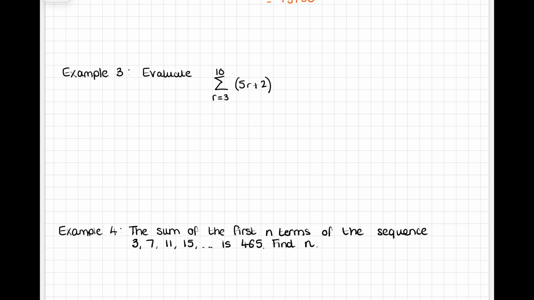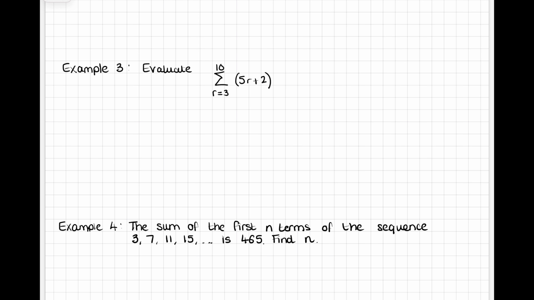We'll do it by hand, but then we will also do it on the calculator. So we want to evaluate the sigma notation. We've got a variable r that's going from 3 to 10 of the equation 5r plus 2. So we're going to sub in all the values from 3 to 10 and add them up.